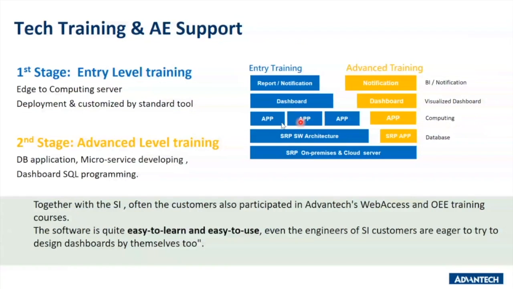Then last, about our OEE SRP, we also provide technical training and AE support as well. We have two stages. One is the first level, entry level training. The entry level training will cover these functions, as you can see here: report, notification, dashboard, how to use the APP, how the architecture works, and an introduction of the server.